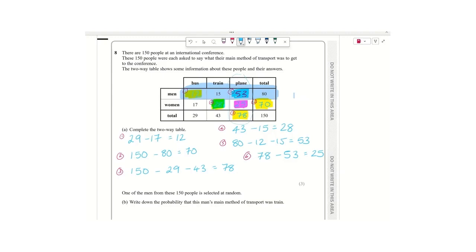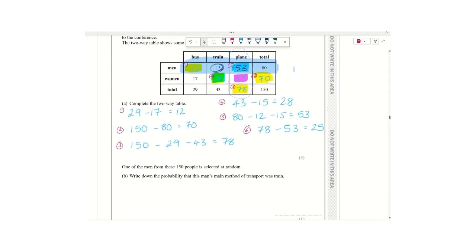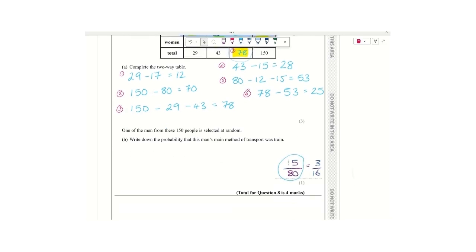So the number of men who got the train were 15. So the answer is going to be 15 out of the 80 men that there were in total, which simplifies down to 3 over 16, but it's absolutely okay if you leave it as 15 over 80. You don't have to simplify it. But the key thing for that one is it's out of 80 because it's only the men we're interested in.